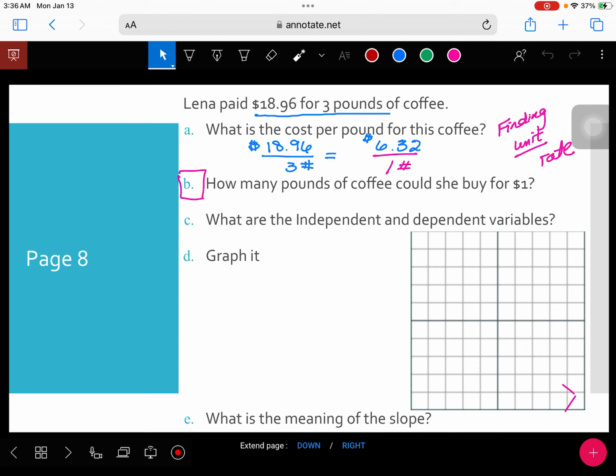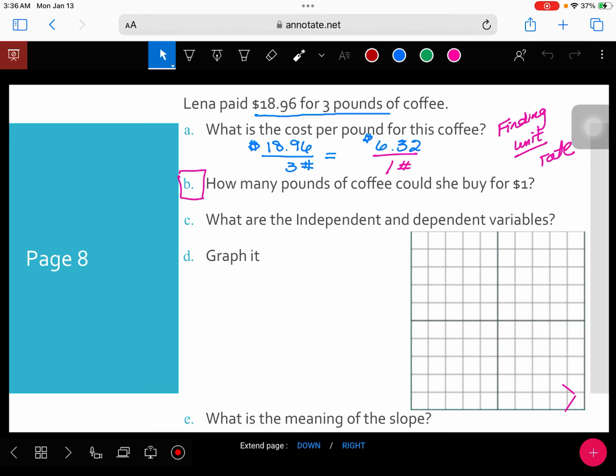I know both of my classes started this, but if you go to page 8, we're talking about the coffee. And our friend Miss Lena paid $18.96 for 3 pounds of coffee. Okay, so what is the cost per pound for this coffee? We determined that if you take $18.96 and divide it by 3, you get $6.32, and that would be for 1 pound of coffee.